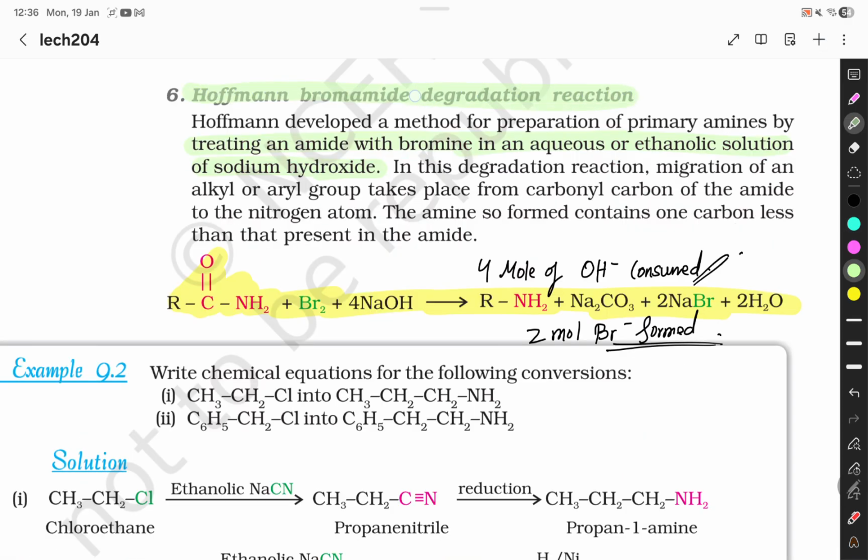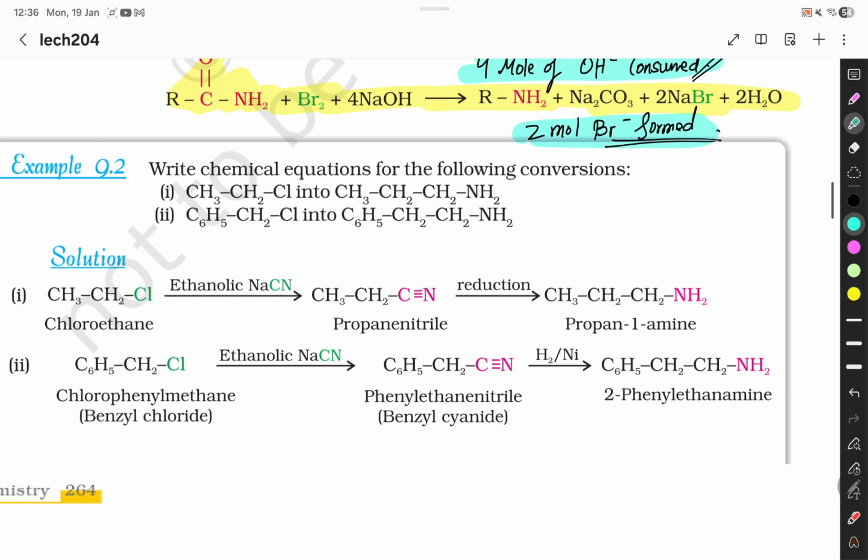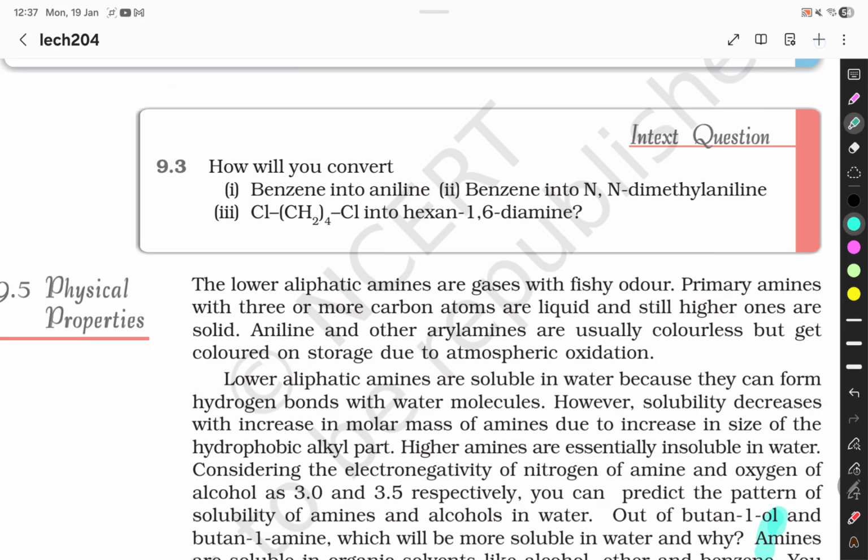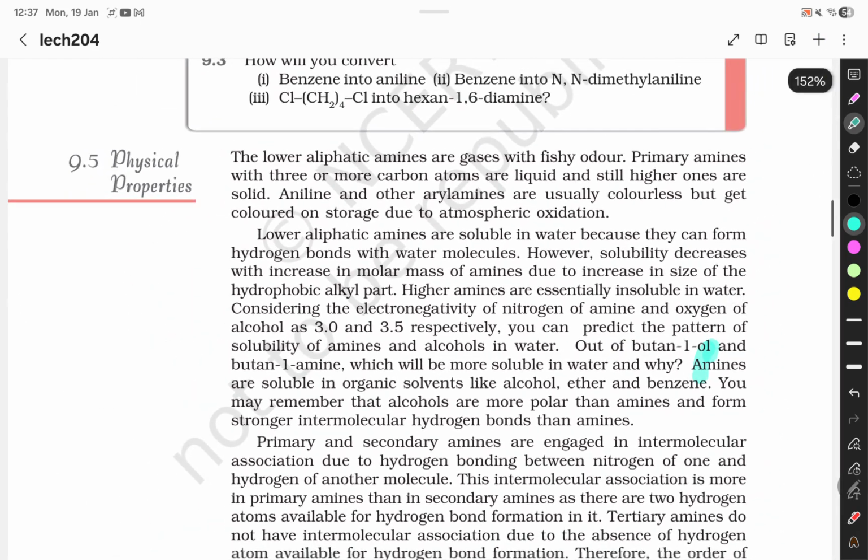For Hofmann bromamide degradation, we can use aqueous or ethanolic, it does not matter. In the degradation reaction, the mechanism is right from the notes. So we have to mug up that 4 moles of OH- is consumed and 2 moles of Br- is formed. Make sure to mug this up fastly. In-text questions are mid.